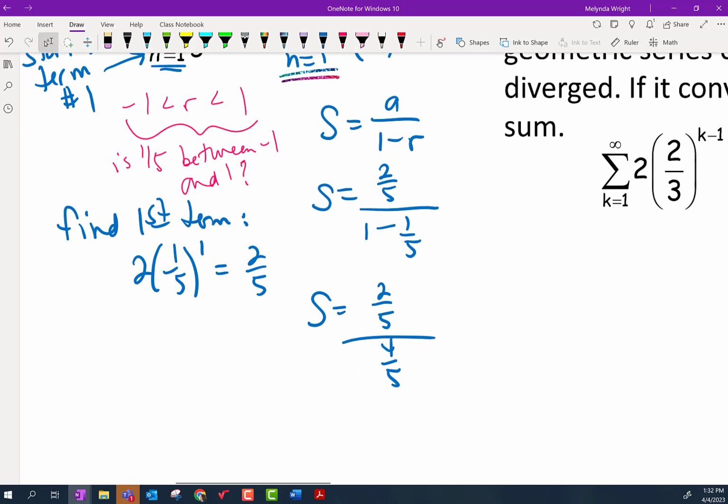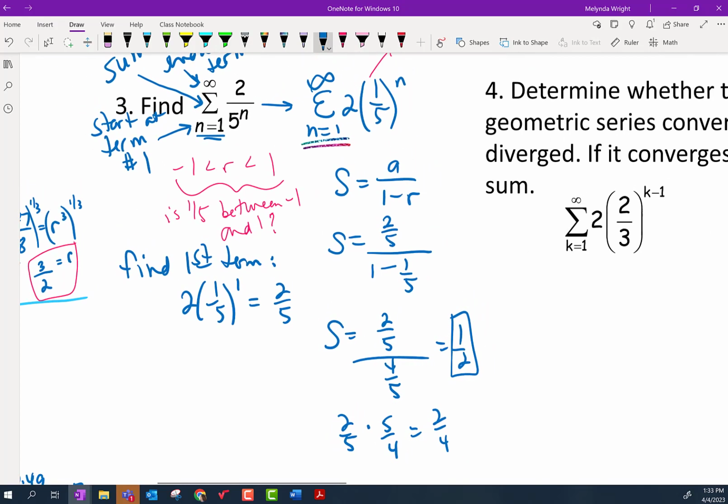So I've got 2/5 over, let's see, 5/5 minus 1/5 is what, 4/5? Then we keep, change, flip. Remember how we fix complex fractions? Keep, change, flip. We keep the top, we change division to multiplication and we flip the bottom. So that gives us 2/4, which reduces to 1/2. So crazily enough, if I add up all of the terms that I ever come across, I'm going to get 1/2. Okay, how are we? We okay on that one?